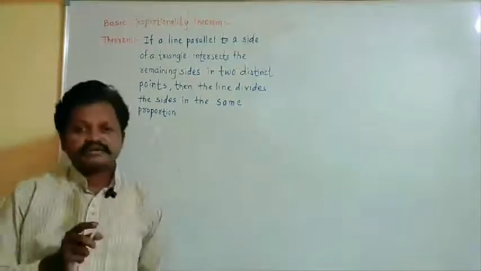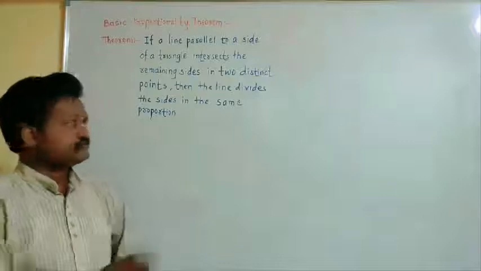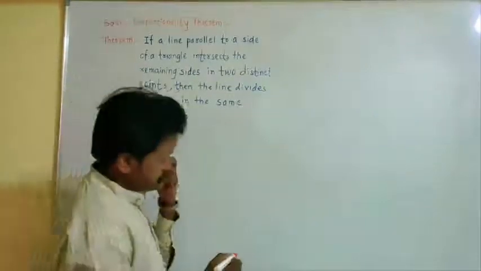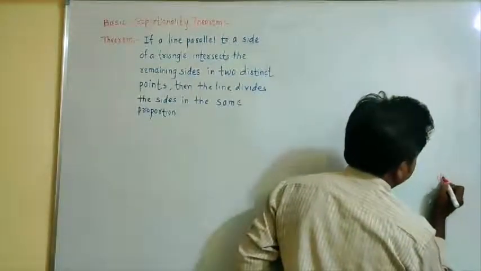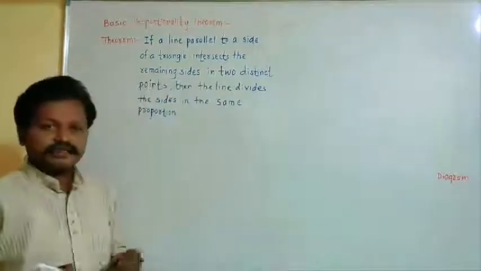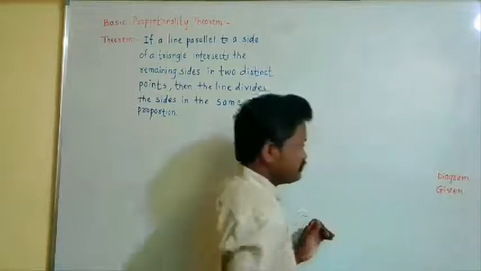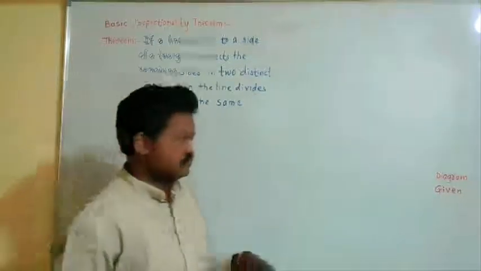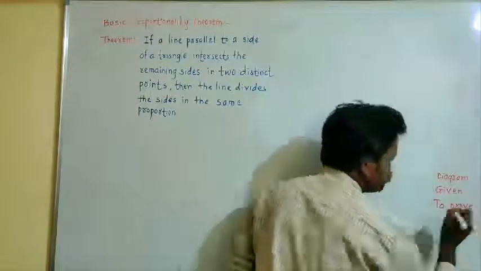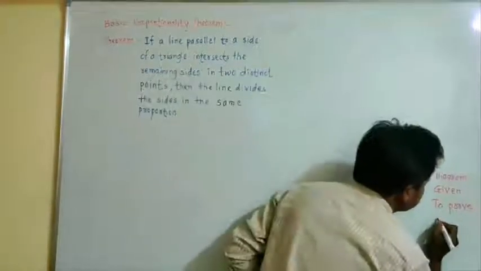So that is the statement of our theorem. Now we prove this theorem. So there are some steps for solving these theorems. We start from the diagram. So first we draw some diagram depending on the statement. After that we write the given part. Then what do you prove here? So we write the to prove. How to prove this? So next is the proof.